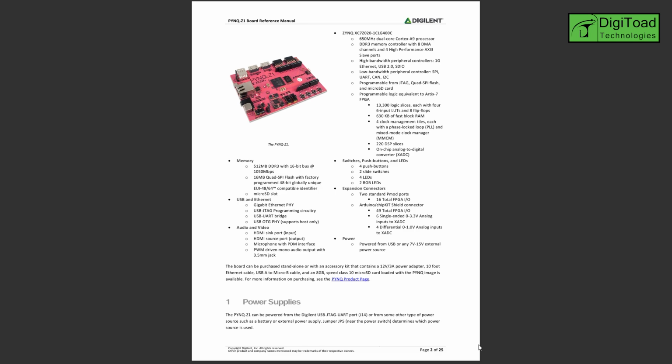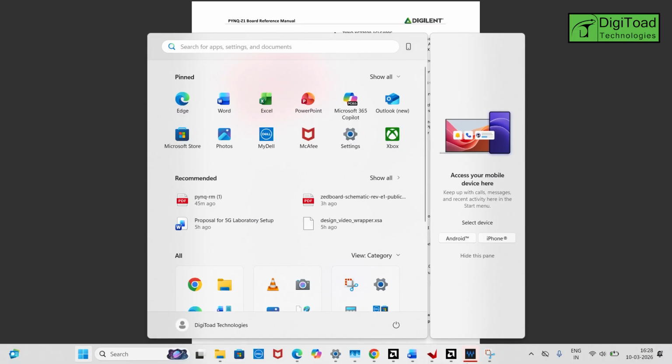So we are going to see how you can implement other high bandwidth peripherals like gigabit Ethernet, and through Ethernet how you can access the internet and use it for other Python applications, rather than low bandwidth peripherals. So let us start with the coding part.